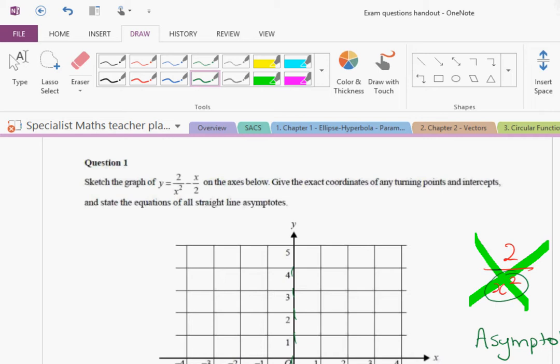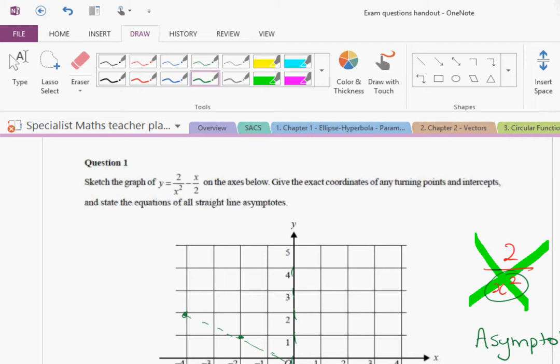So negative a half x has a gradient of rise over run. For every 2 we go across, we go down 1, like there, there, there, and there. So make sure you get that right, and label it, please. So we've got y is equal to negative a half x. So there are our two asymptotes.